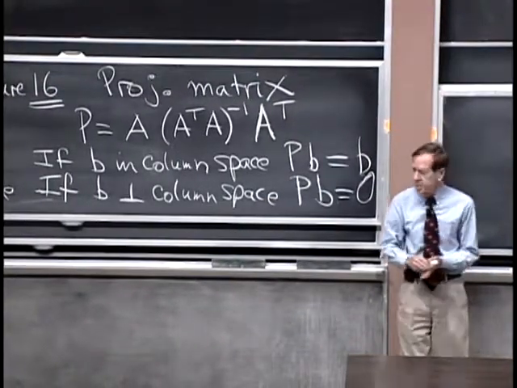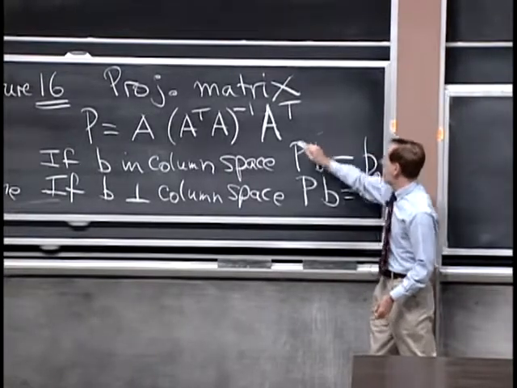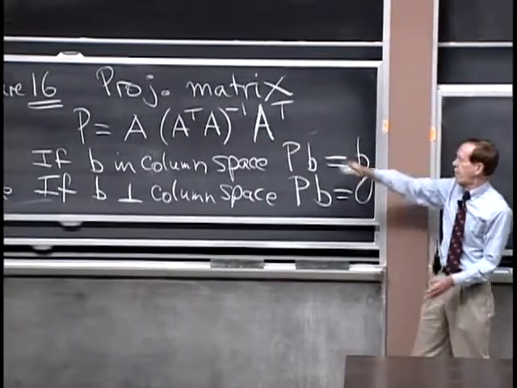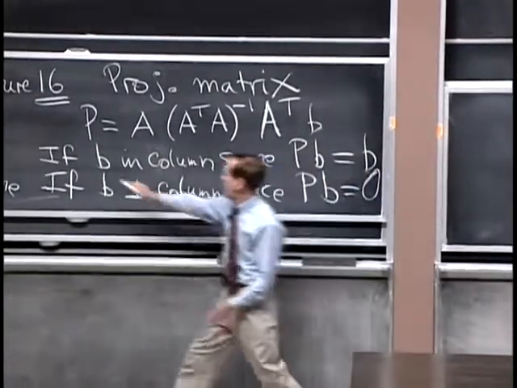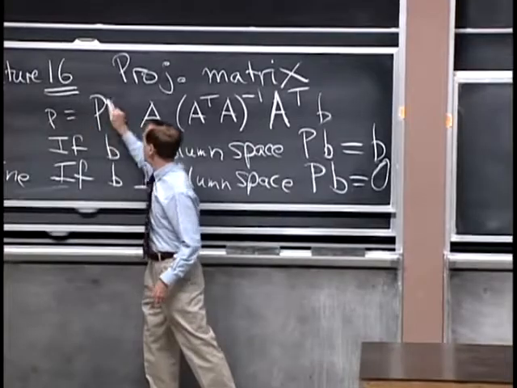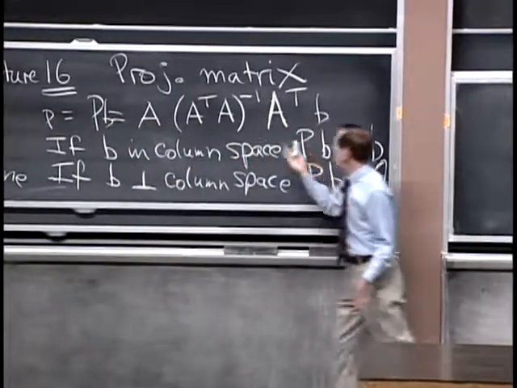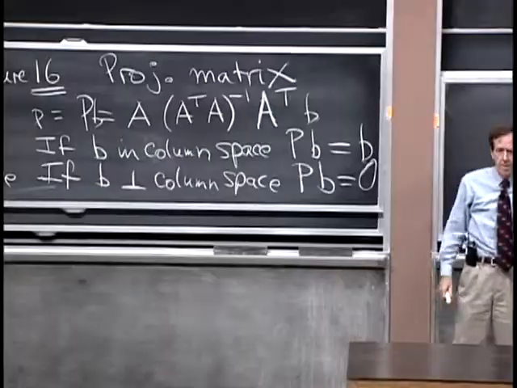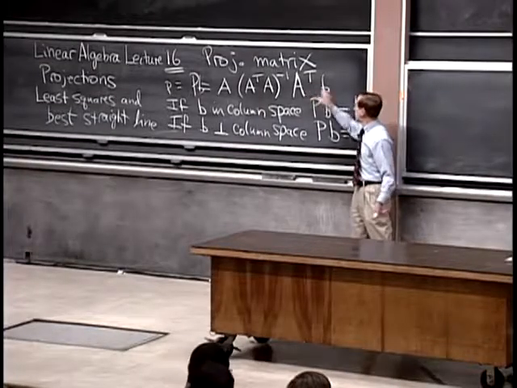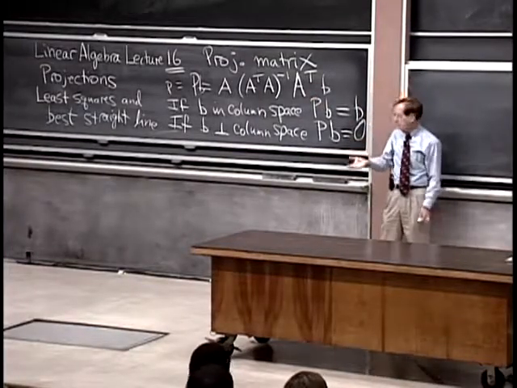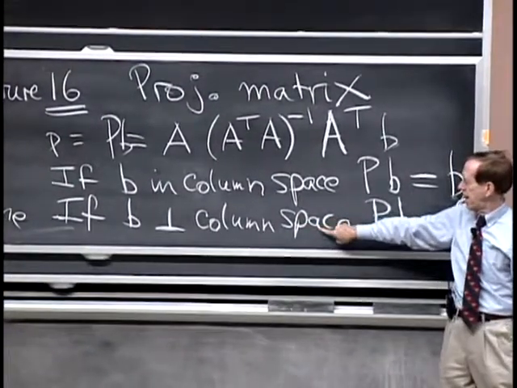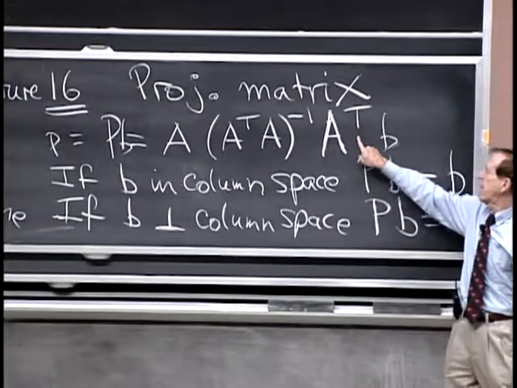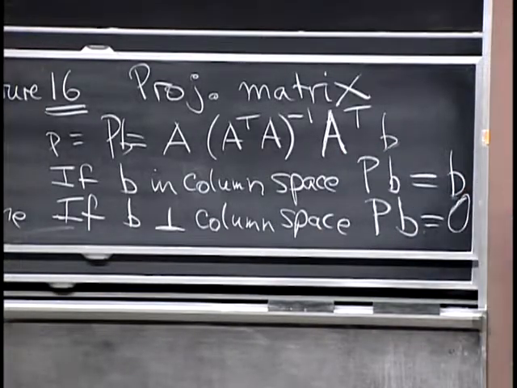Okay, so if I'm in the null space of A transpose, and I multiply this big formula times b, so now I'm getting Pb, the projection, do you see that I get 0? Of course I get 0, right at the end there. A transpose b will give me 0 right away. So that's why that 0 is here. Because if I'm perpendicular to the column space, then I'm in the null space of A transpose, and A transpose b is zilch.